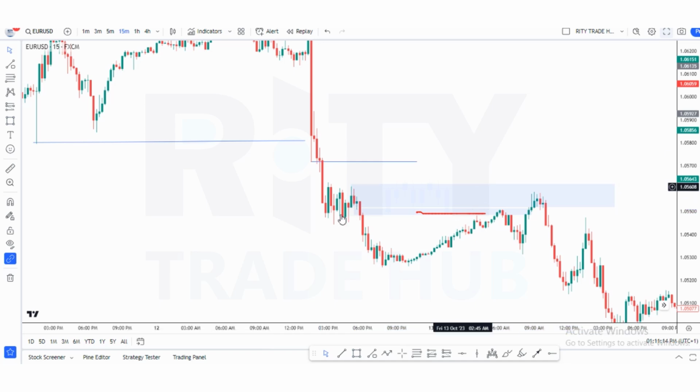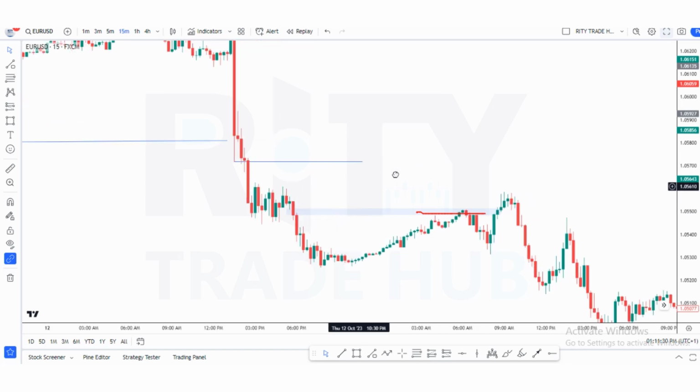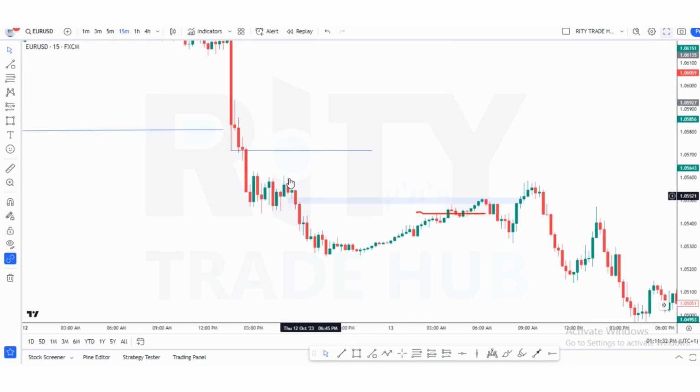Right here, some persons will do the wrong thing. Okay, they will mark this red candle right here as their POI or order block. Guys, this is not a valid order block. The bearish candle right here is not a valid order block. Why is it so? Because it did not sweep the high of the previous candle. So this is a smart money trap, okay?